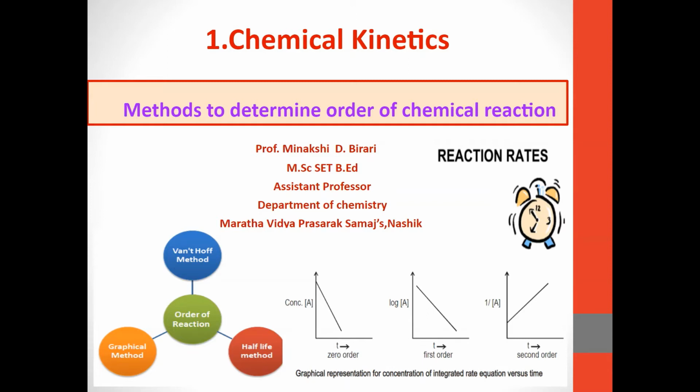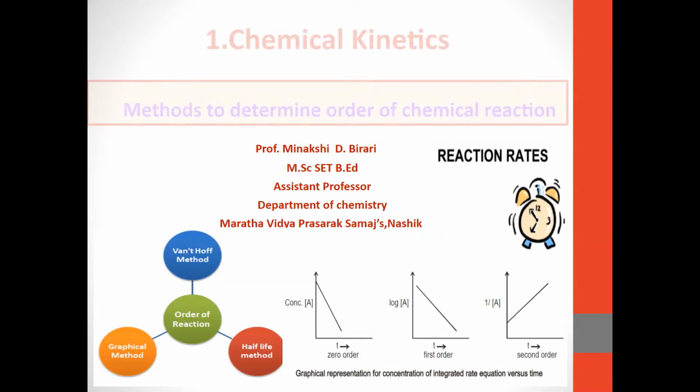So, we are going to discuss the methods to determine the order of a chemical reaction, which are the integrated rate equation method, graphical method, Van 't Hoff method or differential method, and half-life method. So, let's see in detail.